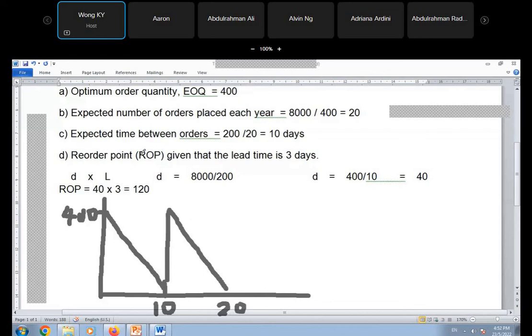And so forth. So reorder point, given that lead time is 3 days, it means on day 7 we have to start to reorder already, because lead time is 3 days. So we project upwards to the y-axis. This is the reorder point, which is 120. So when the inventory level drops to 120 units, we have to start to reorder, because the order will take 3 days to arrive. Once the inventory drops to 0, after 3 days have passed, the new order will arrive and replenish the stock, and it will become 400 again.